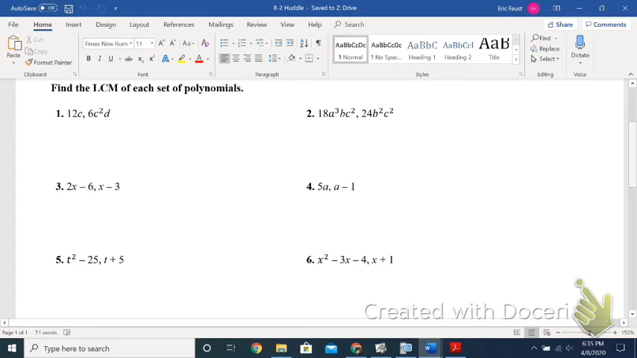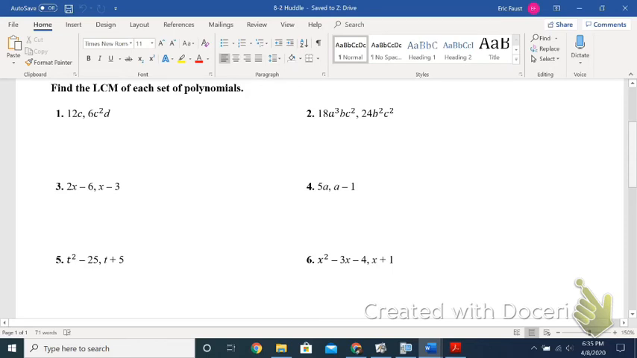4 is a weird one. It's 5a and a minus 1. Basically, neither of those can be factored at all. Nothing can happen there. So you take everything exactly once, because 5 is raised to the first power, a is to the first power, and a minus 1 is to the first power. So there you go.